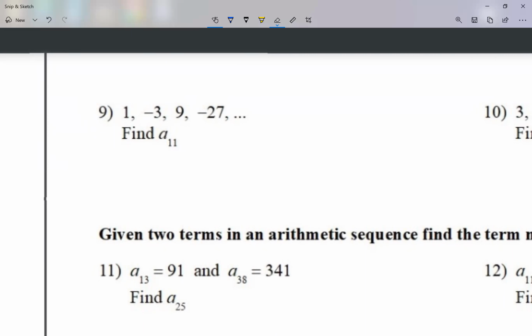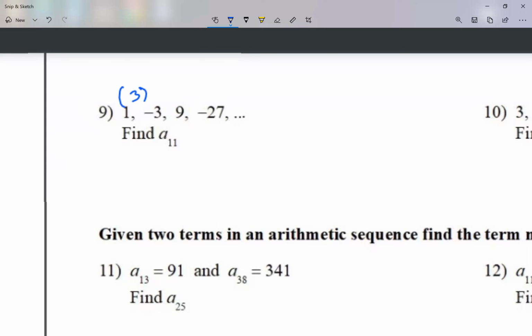It seems like I get a 1. Let me ignore the sign. It seems like I get a 1 and then a 3. My bad. I get a 1, then becomes 3, then becomes 9, then becomes 27. Ooh, so it seems like I multiply by 3.